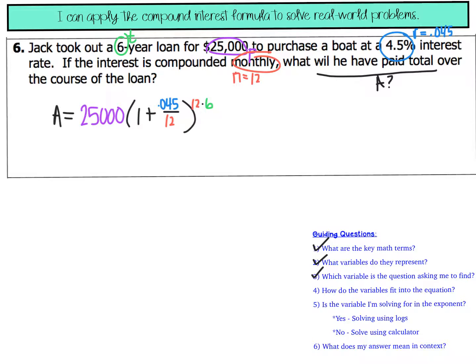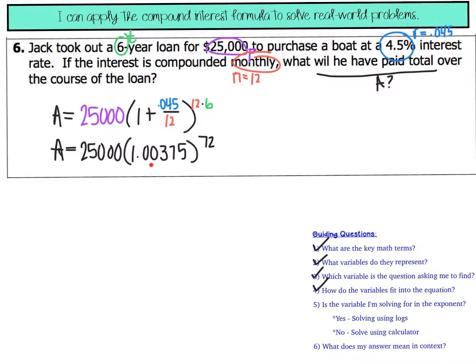And we can go ahead and simplify that down. Let's go ahead and calculate what that would be. Now remember, it's 1 plus this value. If I just type that in straight into my calculator, it's going to do the division and then add it to 1, which will work, but I would just go ahead and do this piece and then add it to 1. All right, so hopefully you were able to find that it's going to be 25,000 times 1 plus 0.00375 to the 72nd power. And we can go ahead and ask ourselves, is the variable that I'm solving for in the exponent? No, it is not. The variable that I'm solving for is already isolated. So because it's no, I can just solve using my calculator.